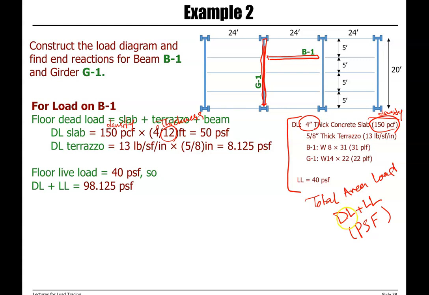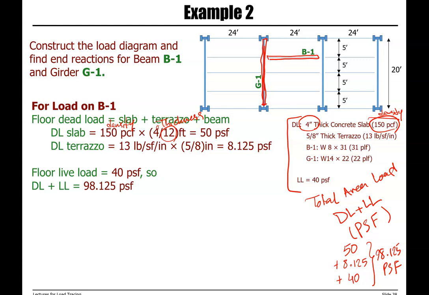So our total dead load and live load is the weight of the slab, which is 50, plus terrazzo, which is 8.125. That's our total dead load, and our live load is 40 pounds per square foot. So the total dead load and live load is 98.125 PSF.